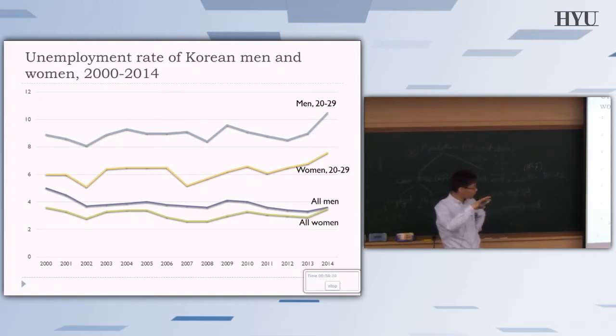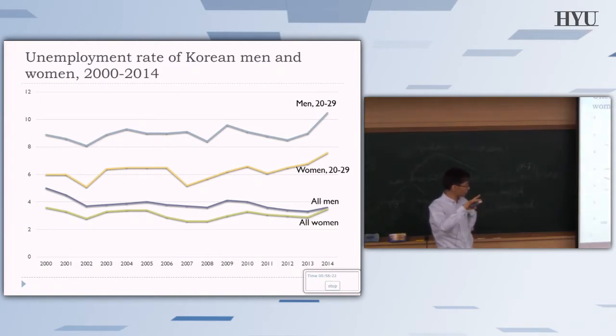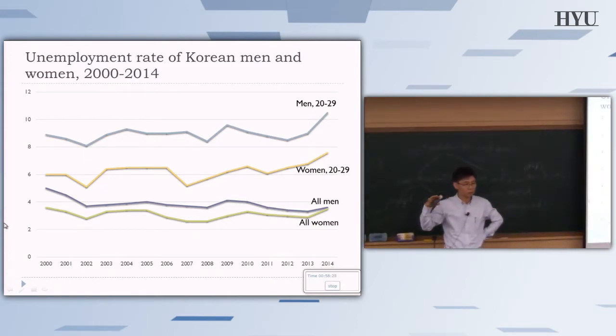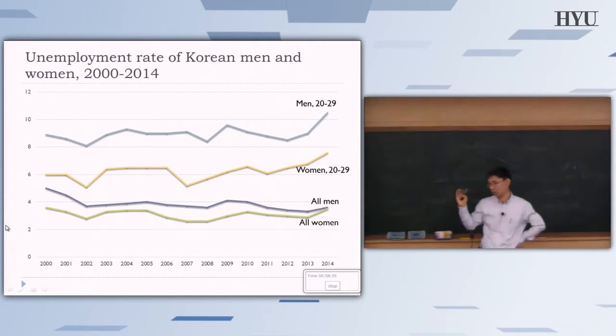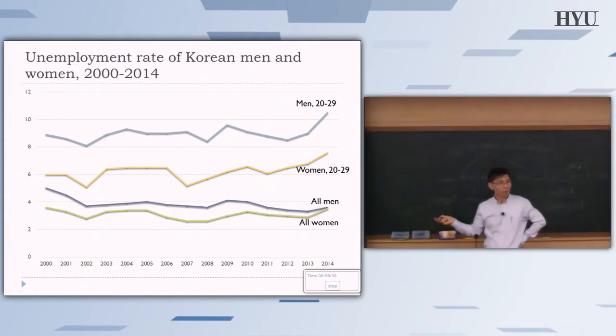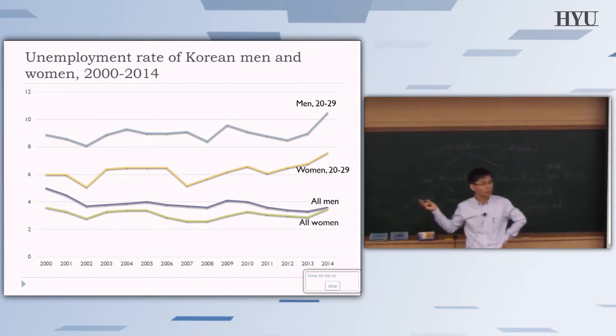So it depends on the country, but traditionally, 3 to 4% of unemployment is considered to be almost perfect employment. Almost everyone is working. So it seems like it's a very good number. Okay? For young people, it's higher. Is it a problem? Young people have higher unemployment rate than other groups.